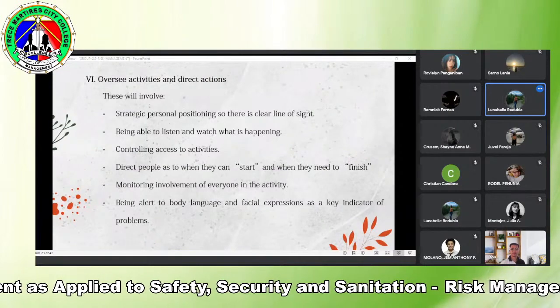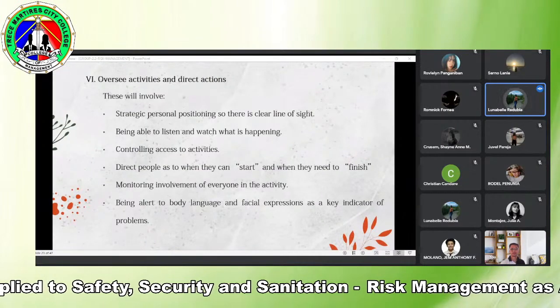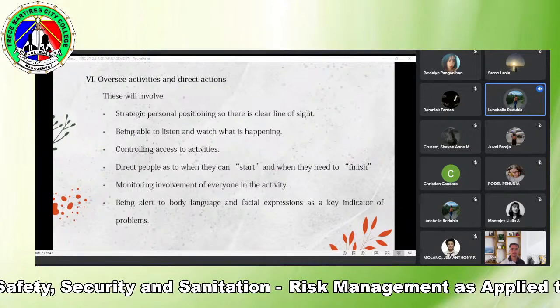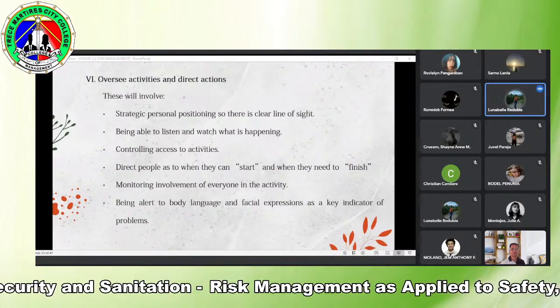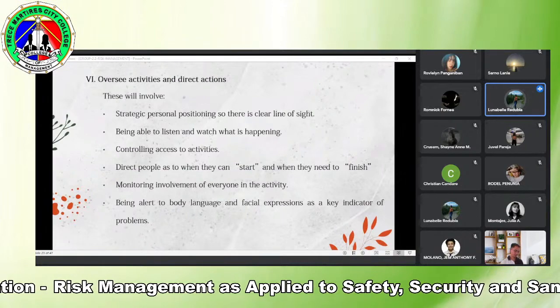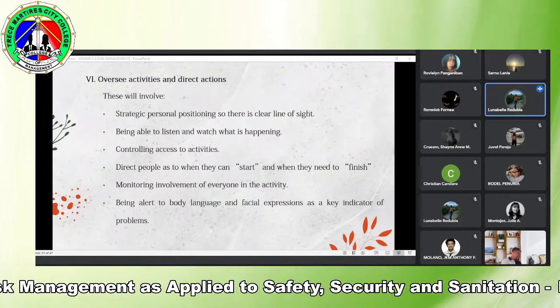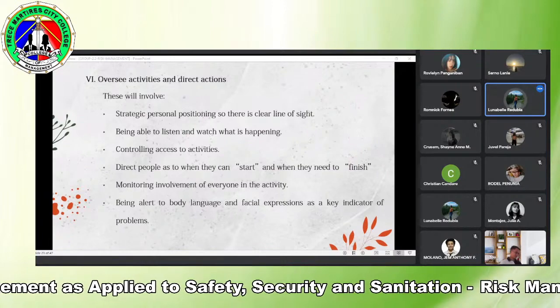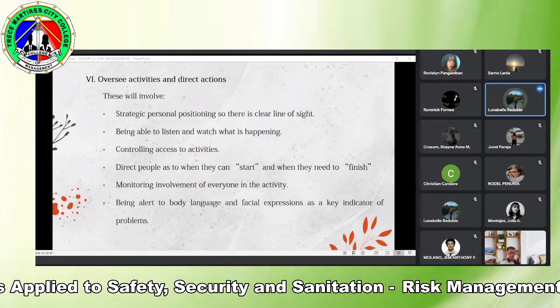Di ba, pag alerto tayo sa paligid, kasi pag nakikinig tayo sa paligid natin, nakakakuha rin tayo ng mga information. And once na may na-predict na tayong possible risks, pwede na natin yung ma-prevent habang nasa pagiging alerto mo lang po yun sa paligid.